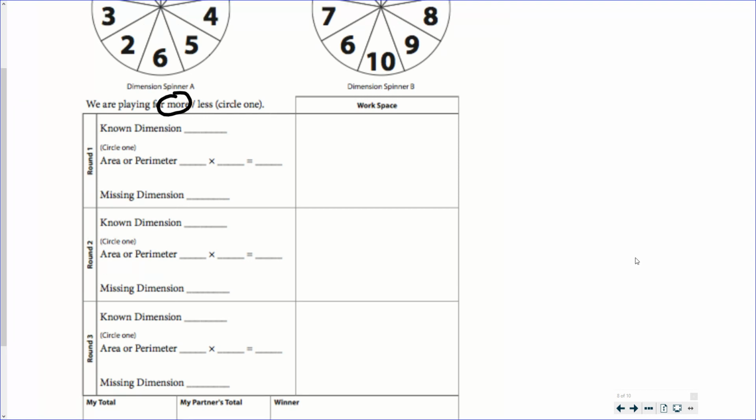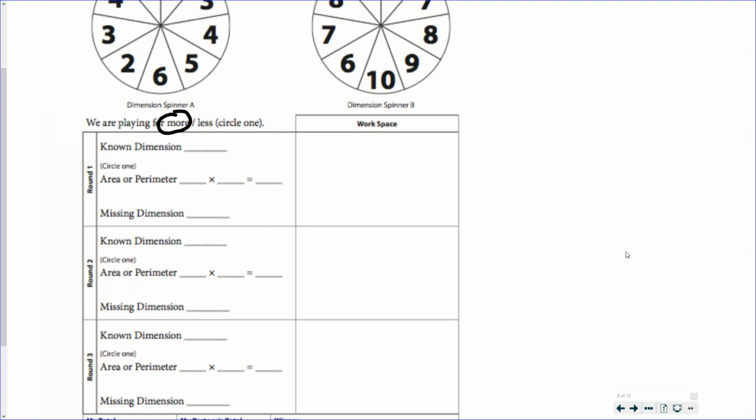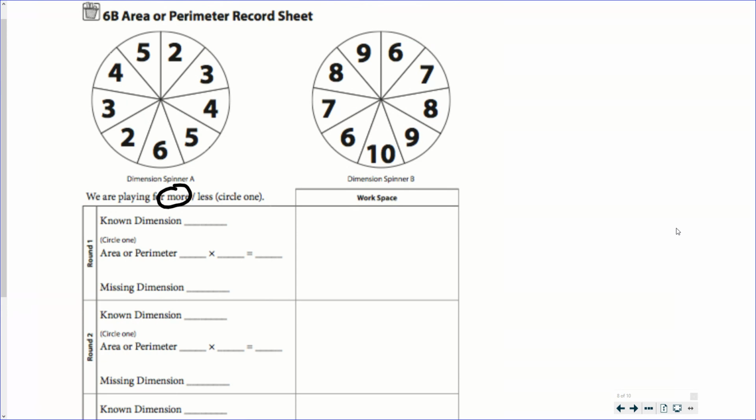So let me go ahead and show you how this might work. Let's say that you spun for a known dimension. You can choose either spinner A or spinner B, whichever you want. I'm going to spin on A. I don't have a spinner right here, but I spin a 5. So I'm going to write down 5 right here.